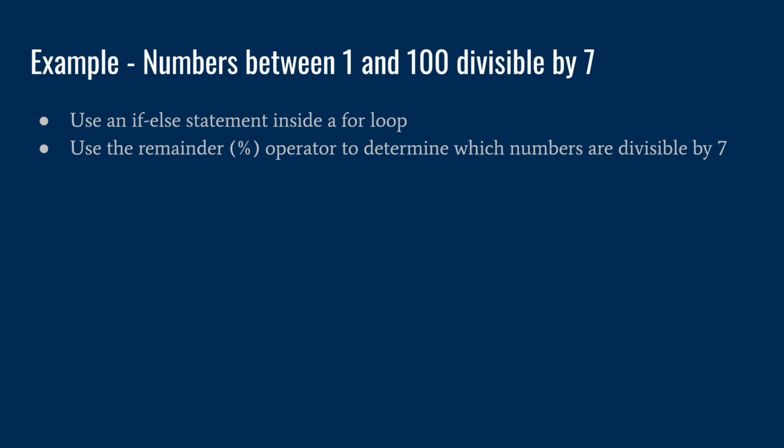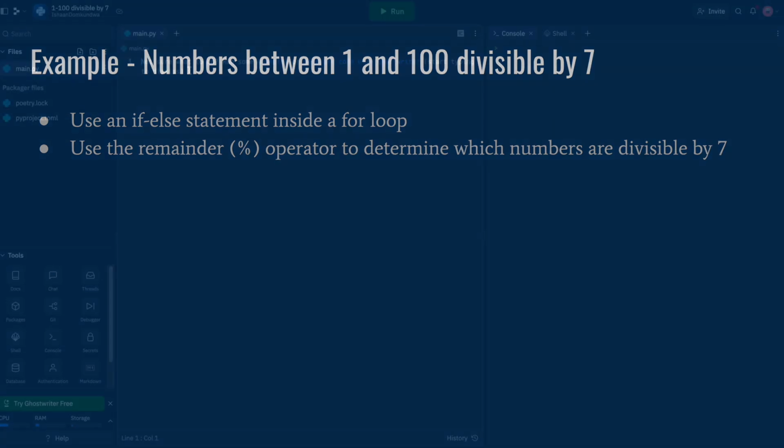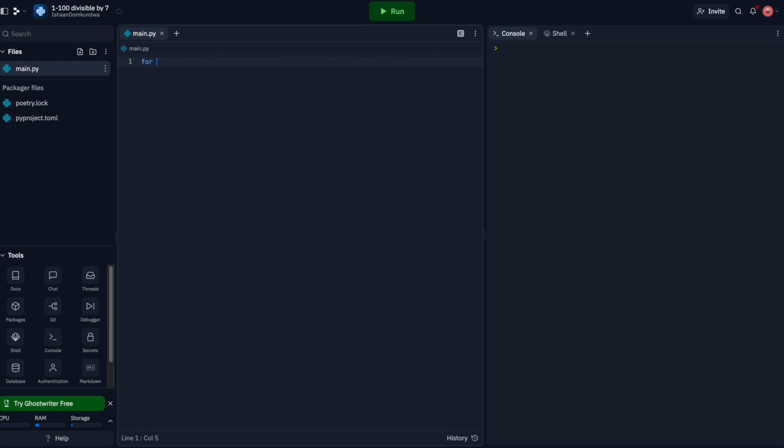Lastly, let's look at a more complex example, which is find the numbers between 1 and 100 that are divisible by 7. So for this, we'll need to use an if-else statement as well as a for loop. And we'll have to use the remainder operator to determine which numbers are divisible by 7. Okay, so to start, let's make a for loop with range 1 to 100. So 1, 101.